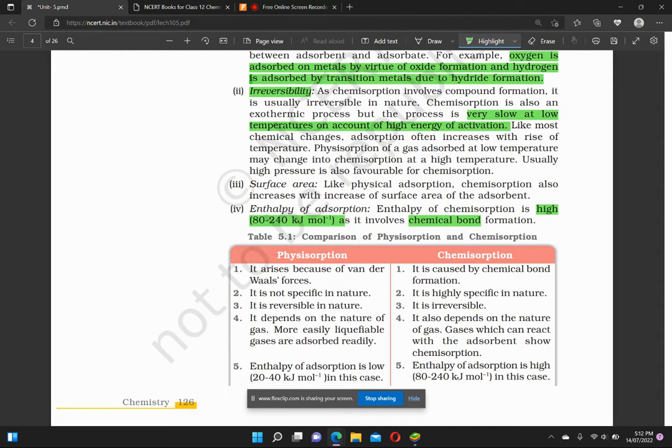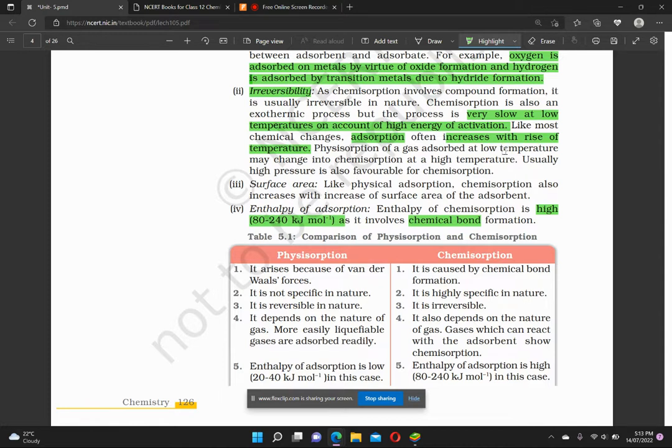So let us just continue. Enthalpy, we were here, right? Very slow at low temperatures on account of high energy of activation. And the next point which you can underline is adsorption increases with rise of temperature. That's very easy. Adsorption of a gas adsorbed at low temperature may change into adsorption at high temperature. We already underlined it.